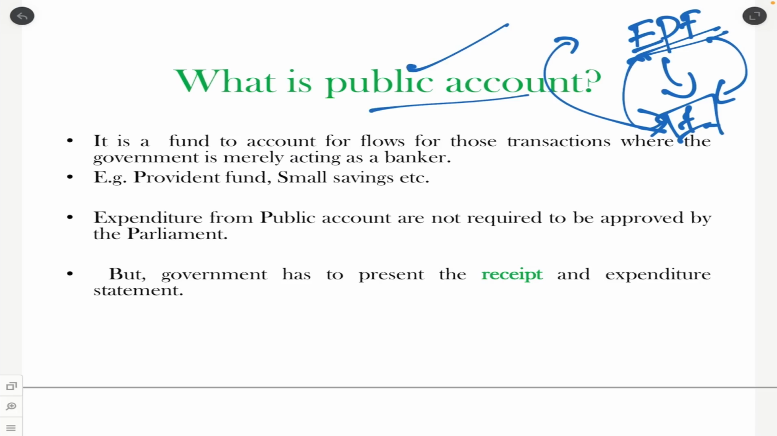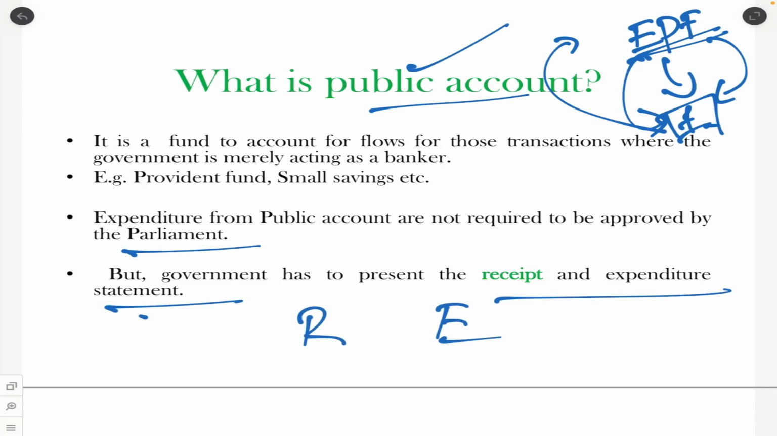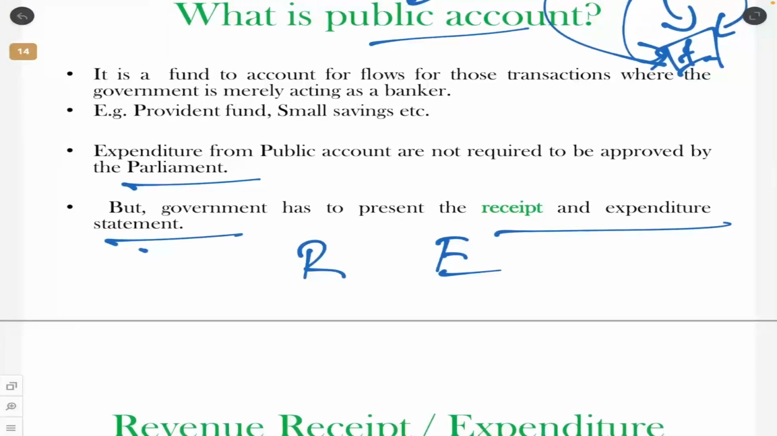Expenditure from public account is not required to be approved by parliament. So government can take the money, spend it, but when the public asks for it, they have to return it along with interest. But government has to present the receipt and expenditure statement. So to the parliament, government should tell what is the money that they have received and what is the money that they have spent and how are they going to repay it. So such details should be given to the Lok Sabha. So this is about the public account. So these are some of the important terminologies which all of us should know before taking a detailed study on the budget.